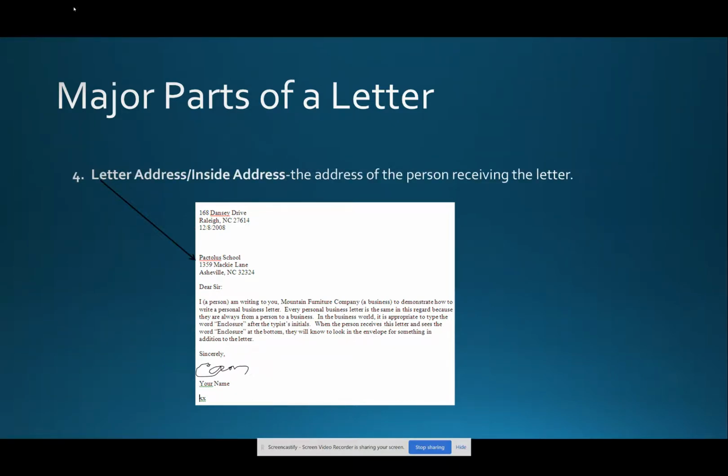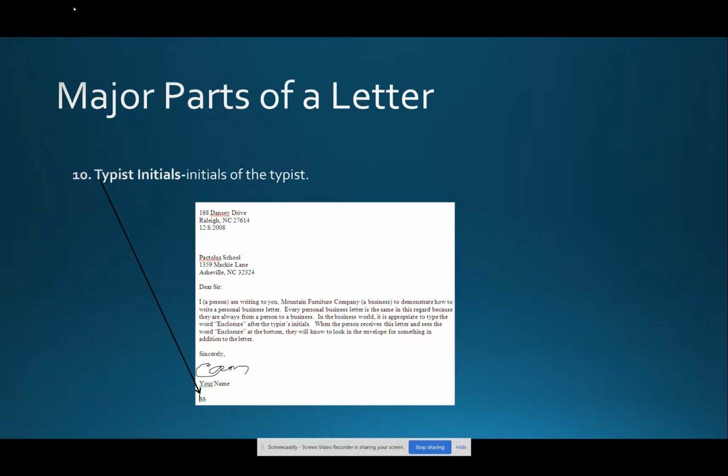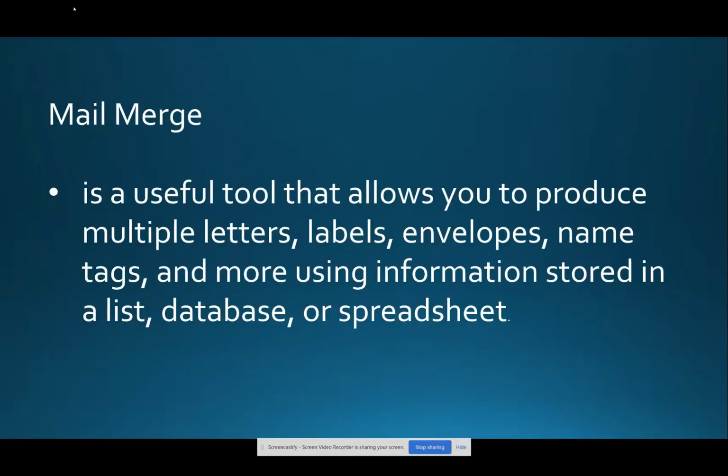And then you have the letter address, or the inside address, which is the address of the person receiving the letter. Then you have the salutation. Then you have the body of the letter, which is the message of the letter. And then you have your complimentary close, where it says Sincerely yours. There's the handwritten signature between Sincerely and your typed name. And then your name is typed here, the author, the person who's sending the letter. And then the initials are of the person who typed the letter.